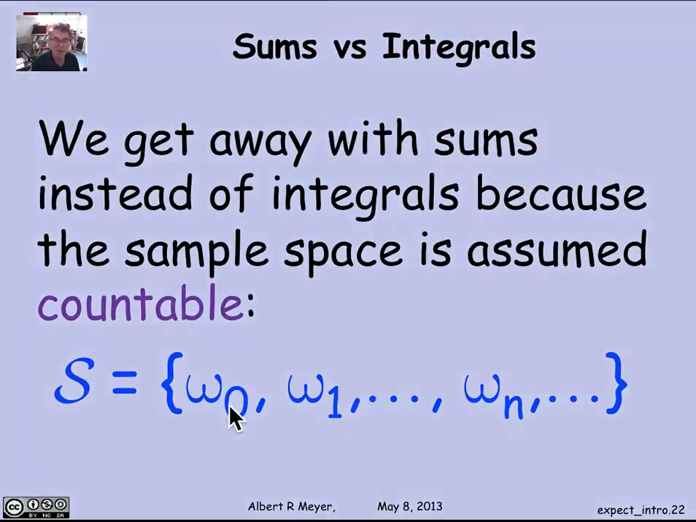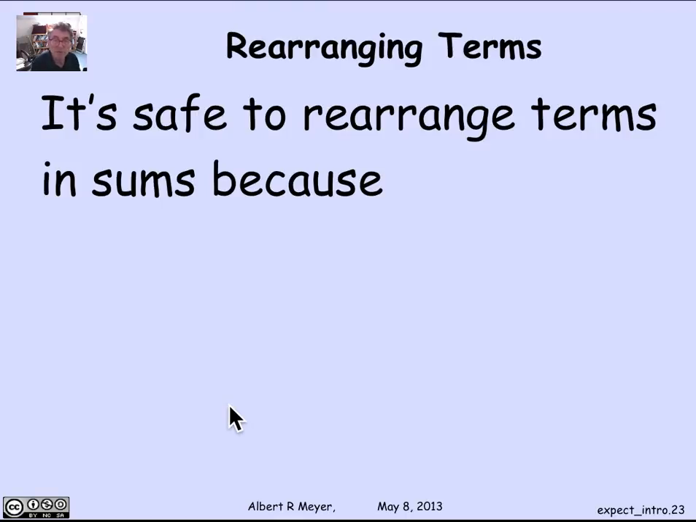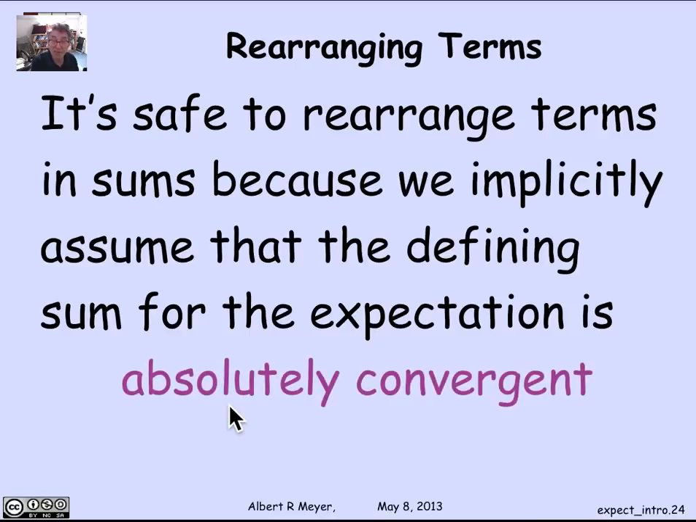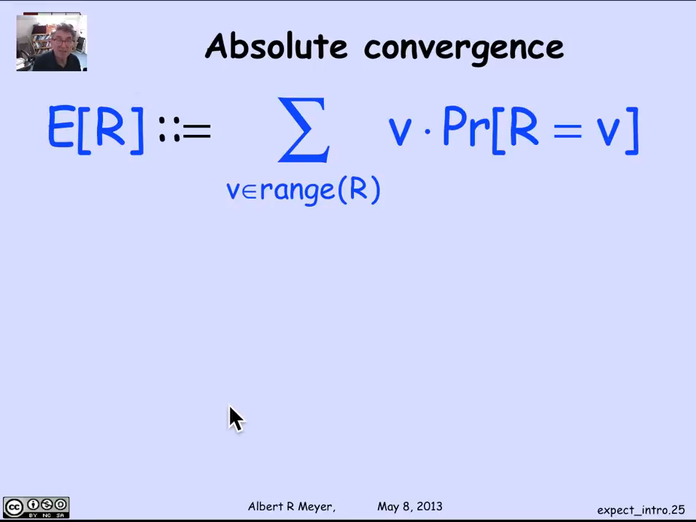There's a second very important technicality that's worth mentioning. All the proofs involved rearranging terms in sums freely and without care. But that means that we're implicitly assuming that it's safe to do that, and in particular that the defining sum for expectations needs to be absolutely convergent, and all of these sums need to be absolutely convergent in order for that kind of rearrangement to make sense. Remember that absolute convergence means that the sum of the absolute values of all the terms in the sum converges. So if we look at this definition of expectation, it said it was the sum over all the values in the range.